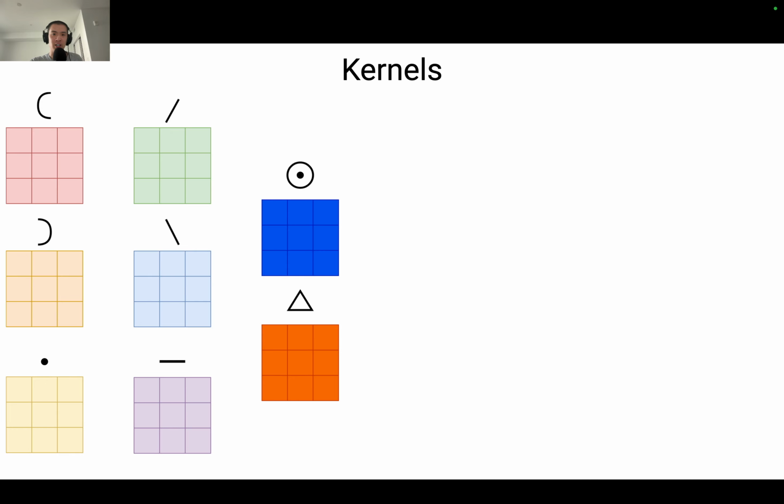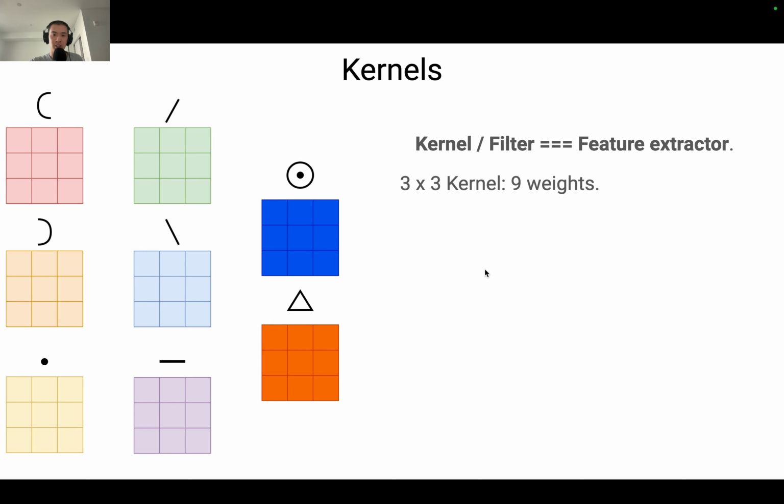Now for kernels, again as a review, a kernel/filter is essentially a feature extractor. And a 3x3 kernel has 9 weights. These kernels are not set by us. It's not like we handcrafted an eye kernel and we handcrafted a nose kernel. They are learned by the network. I want you to focus on this 9 weights part.